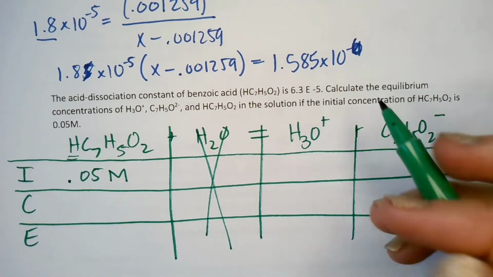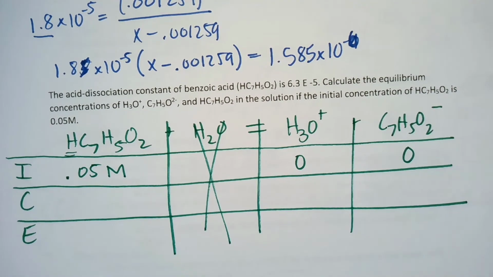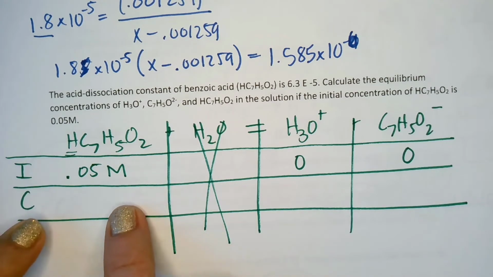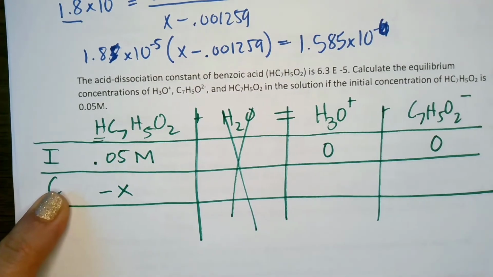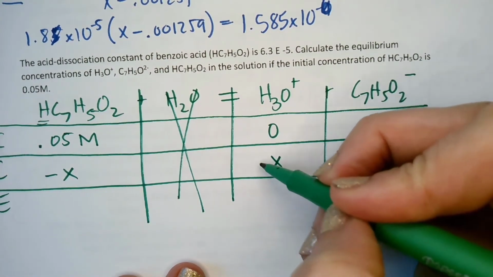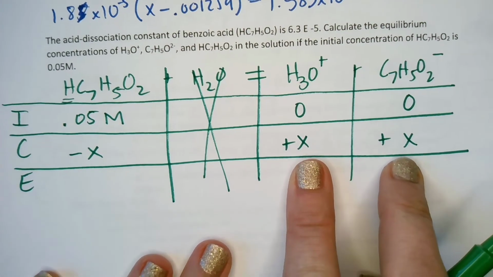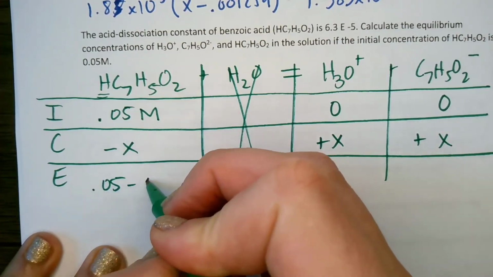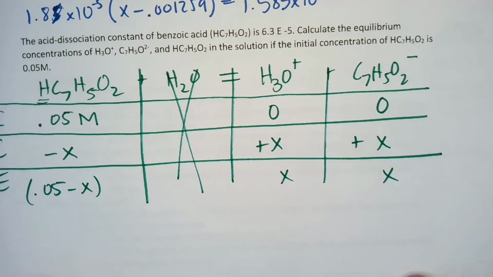So this is 0.05 molar. And again, we cross out our water. We initially don't have any of our ions formed yet because it hasn't started dissociation yet at the initial point. We know that because it's a 1-to-1 stoichiometric ratio, we're going to lose X, a certain amount. We're going to gain a certain amount over here with my products. So my equilibrium concentration would be 0.05 minus X. And over here we've got X.